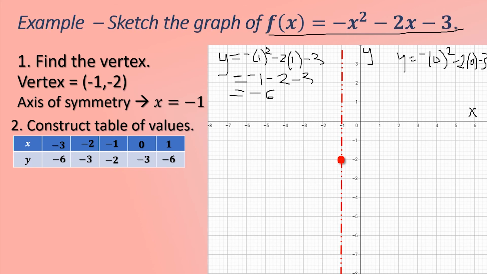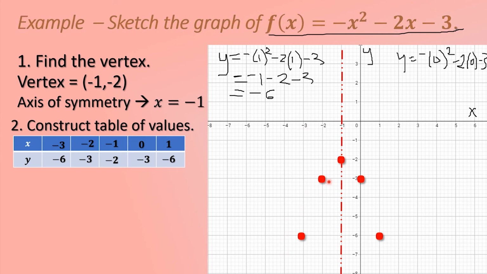Now, after having the table of values, we are going to plot the pairs of points, the coordinates. We start with (0, -3). (0, -3) is at this point. Next is (1, -6). 1 and then negative 6. So we have this point. Next, on the other side, we have (-2, -3). And then the next pair, we have (-3, -6).